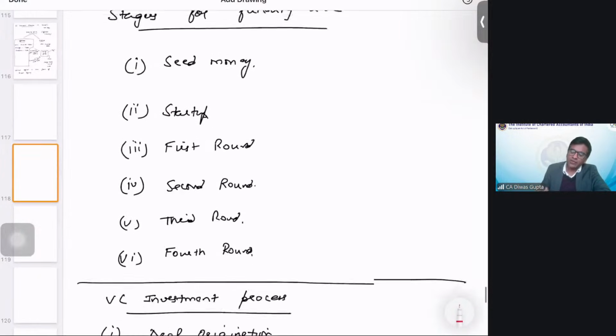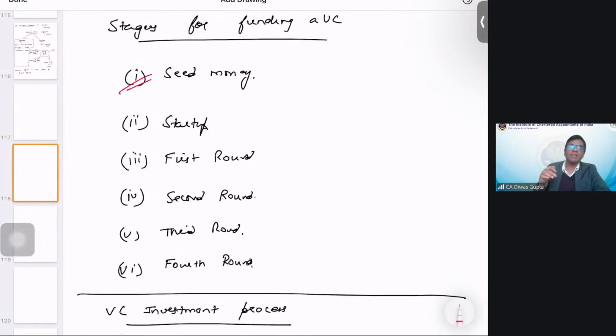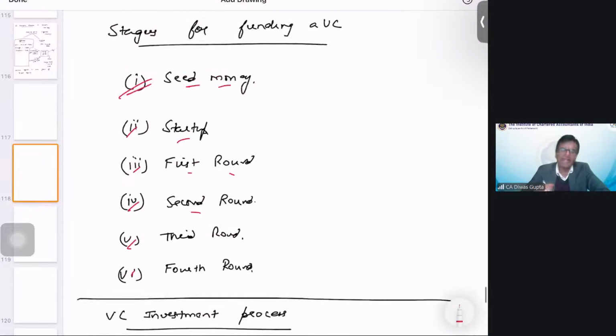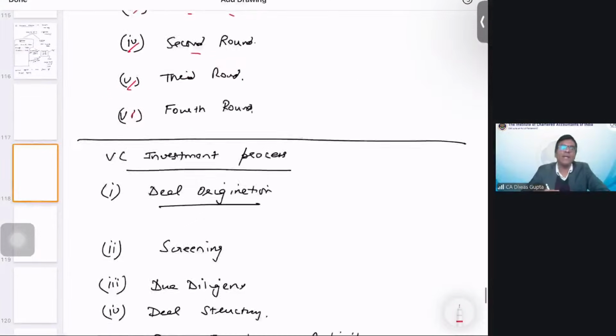Now, what are the stages of funding of a VC? Seed money. Seed money is for the idea that has been seeded. Seed means you are seeding, let's say, a plant. So that's where you are seeding an idea. Through that money, which is a very small amount, you just want to check. Then startup. For setting up the startup, there is a first round of investment, second round, third round, fourth round. It can be multiple rounds, wherein you will decide at what stages you need the money and what amount will be invested.